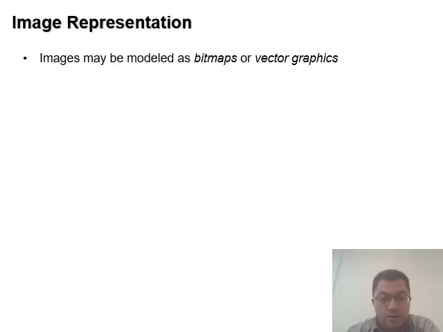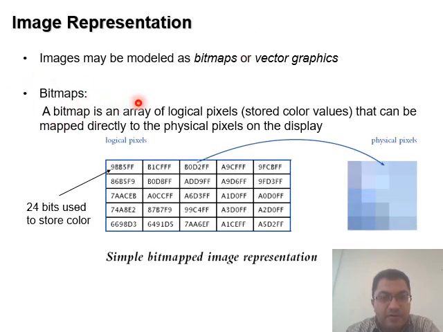Now there are actually two ways to represent an image and store it, either in the form of a bitmap or vector graphics. So what's the difference between the two? Bitmaps are what we just explained, representing an image as a two-dimensional array. A bitmap is an array of logical pixels, stored color values that can be mapped directly to the physical pixels on the display.